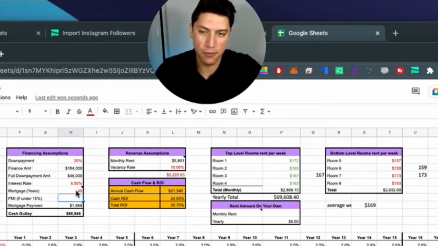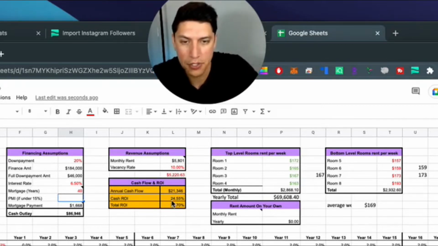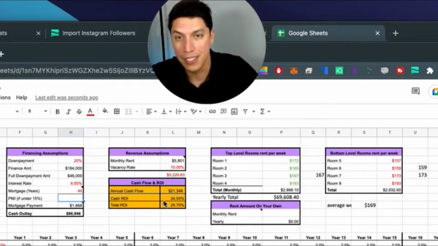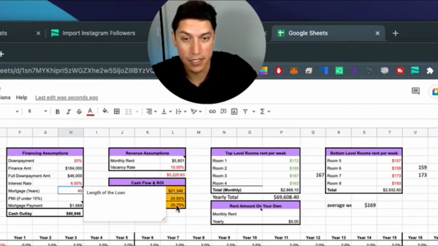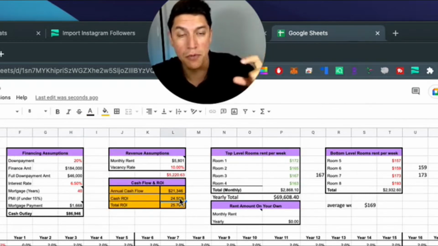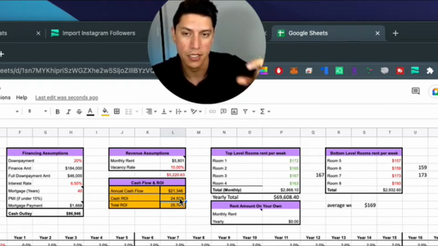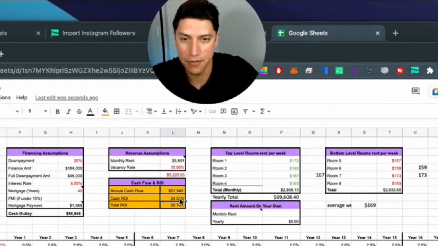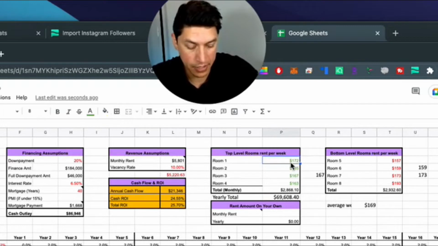You could see when I do a 40-year mortgage, my cash ROI goes up significantly. And then imagine now the first 10 years are interest only. This is only going to go up even more, because I'm getting more money up front in those first 10 years, and I could pay the debt off in the future.